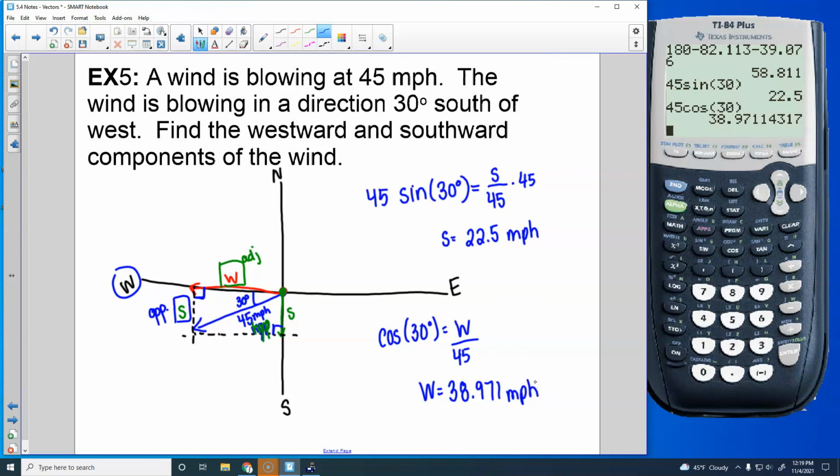It is okay with me here because I used an S and a W. It's okay if you just leave your answers like this. If you don't use S and W, if you call it like an X and a Y, please tell me that this is the southward component and this is the westward component. If you use an S and a W, I will assume that's what you mean by that.